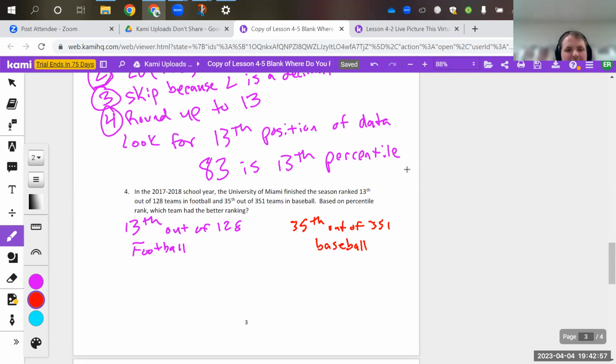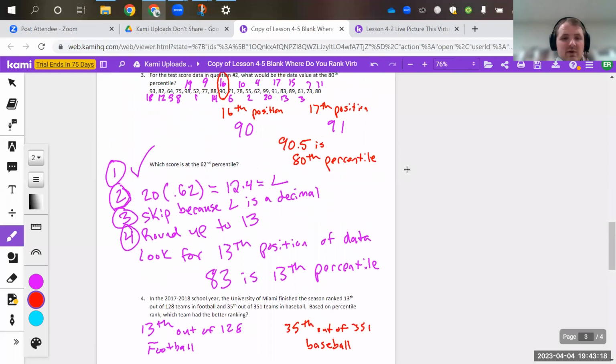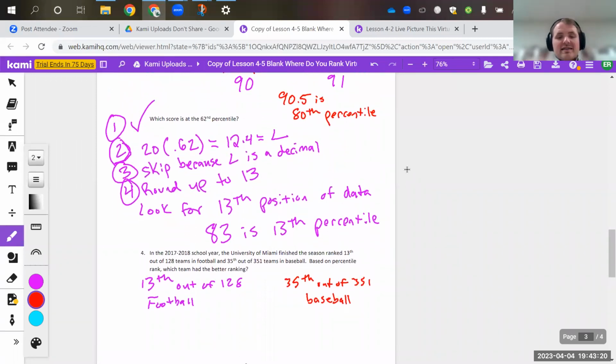Based on the percentile rank, which team had the better ranking? So in my opinion, I think this question is actually easier, where you're looking for their percentile versus trying to find the ranking that got them into that percentile. So again, moral of the story, I think the previous question is harder, where you have to find the answer to match the percentile versus looking for the percentile.